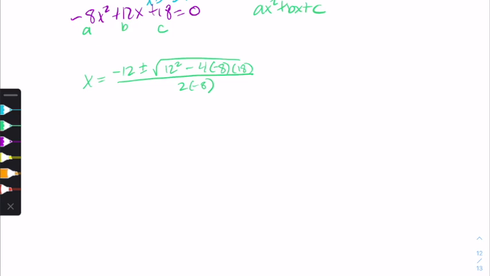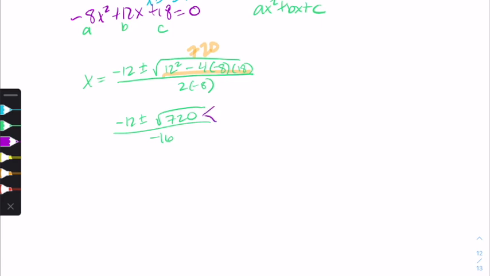Again, I'm going to do the part that's just underneath the root. So I'm going to do 12 squared minus 4 times negative 8 times 18, which gives us 720. So then I have negative 12 plus or minus the square root of 720 all over 2 times negative 8, which is negative 16. Okay. Well, I'm going to take the square root of 720 and see if it's a perfect square. It is not, so that means I've got to do a little bit of work now.